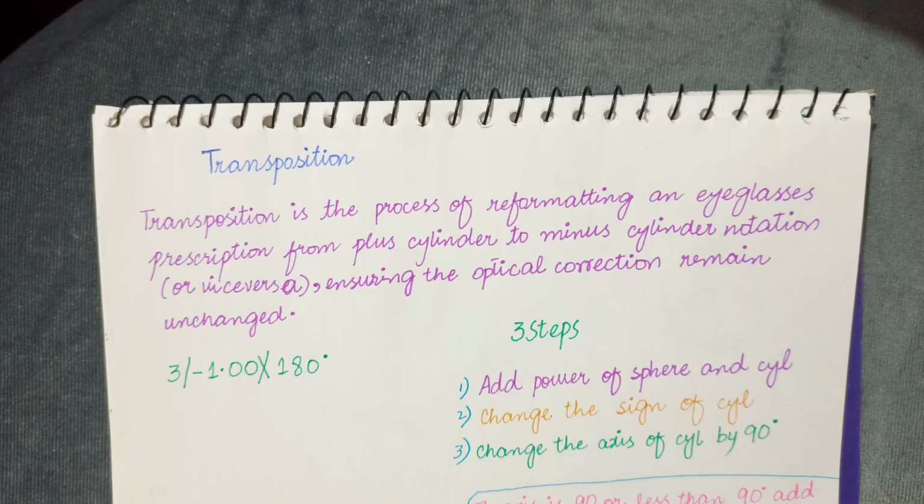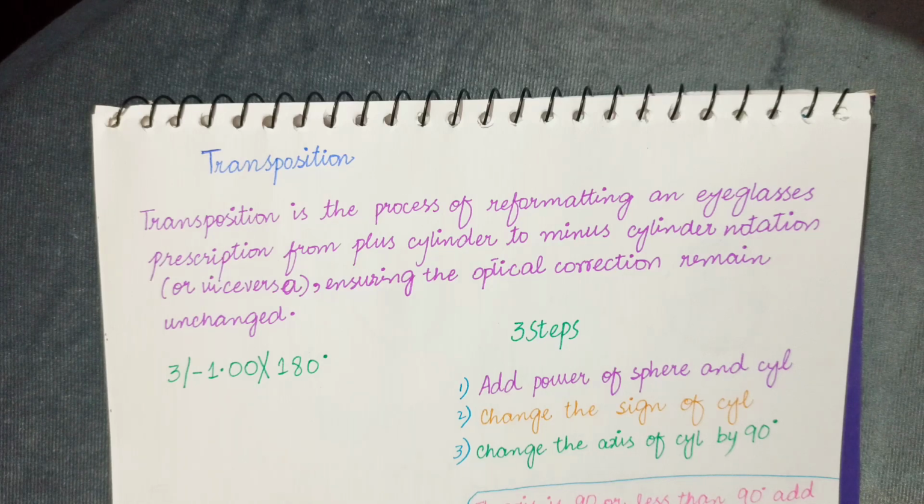Transposition. Transposition is a process of reformatting an eyeglass prescription from the plus cylinder to the minus cylinder, ensuring the optical correction remains unchanged. For example, a patient comes to you and says that this time he's not adapting to the minus cylinder because he or she has been using the positive cylinder for a long duration of time. So you can use this process of transposition by following these calculations.